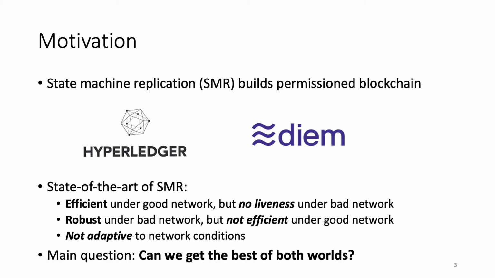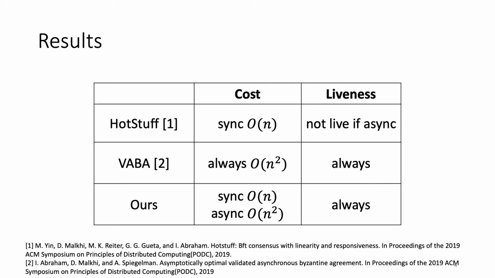So the main question we want to ask and answer in this paper is whether we can get the best of both worlds, meaning we want efficiency under a good network, while we still have robustness and liveness under a bad network. The short answer is yes.